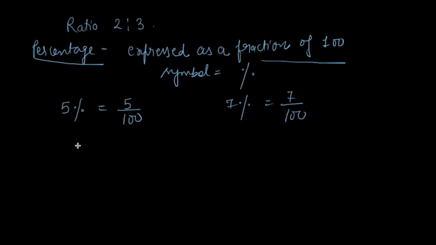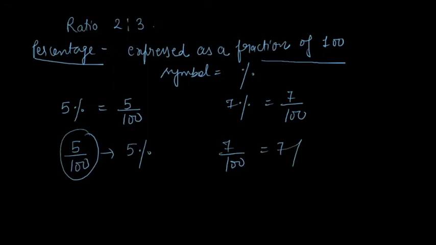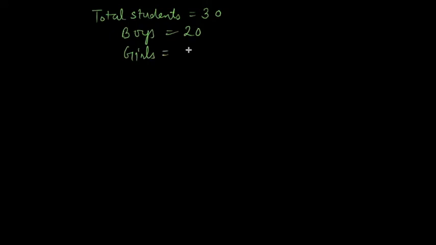So if I give you 5 upon 100, it means we can write this fraction as a percentage also. If it is given 7 by 100, I can write it in the percentage form as 7%. So it is vice versa. So this is how the percentage is done. If I pick the same example, the previous example where the total number of students in a class were 30, and boys count was given 20 and girls count was given as 10. Now we have calculated the ratio boys is to girls was 2 is to 1 and girls is to boys was 1 is to 2.